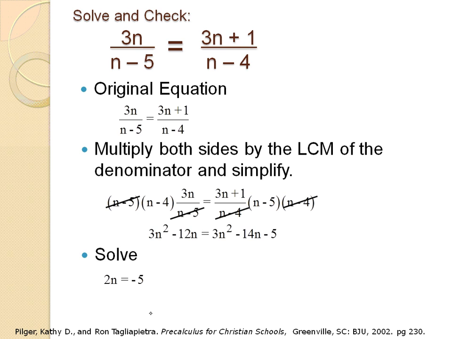Negative 5 over 2. Make sure you go back and check. Will negative 5 halves make sense, or really is it okay to have negative 5 halves, which is negative 2.5? By looking at this original, we couldn't have an answer of 5 because 5 would make the denominator 0, and we can't have an answer of 4, which would make the denominator 0. So n equals negative 5 halves is okay. You can write it as negative 5 halves, or you could write negative 2.5.